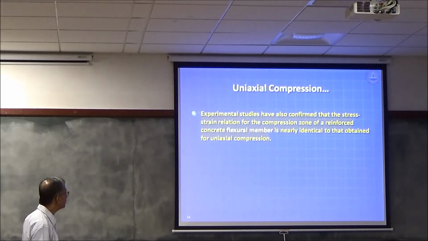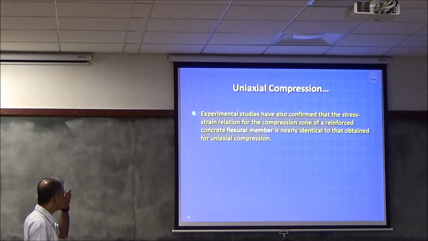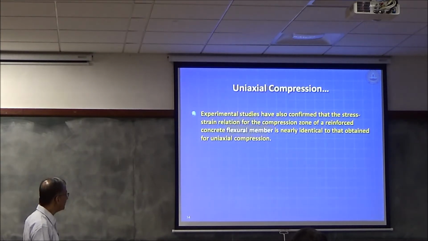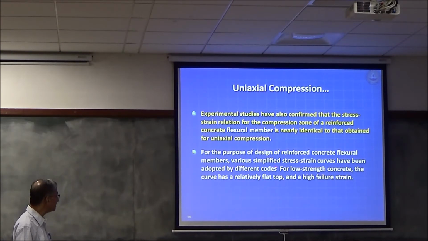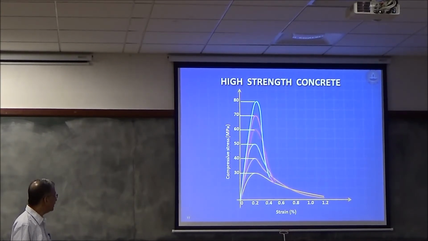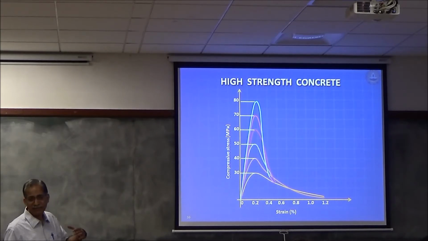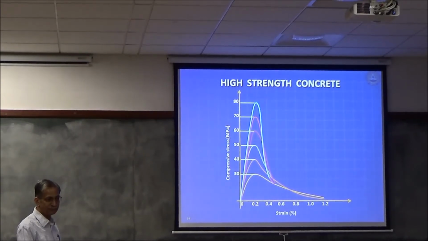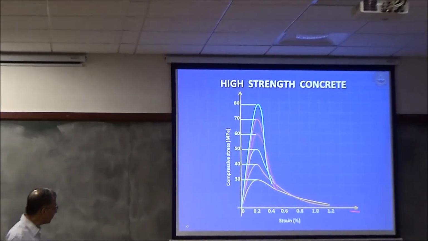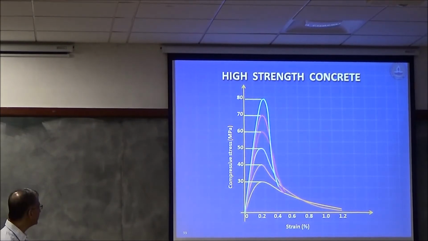Experimental studies have also confirmed that the stress-strain relation for the compression zone of the reinforced concrete flexural member is nearly identical to that obtained for a uniaxial member. For the purpose of design of reinforced concrete flexural members, various simplified stress-strain curves have been adopted by different codes. For low-strength concrete, the curve has a relatively flat top and a high failure strain. That was for strength up to 50. If you go higher than 50, then the brittle behavior really shows up. There is a tremendous drop in failure strain.